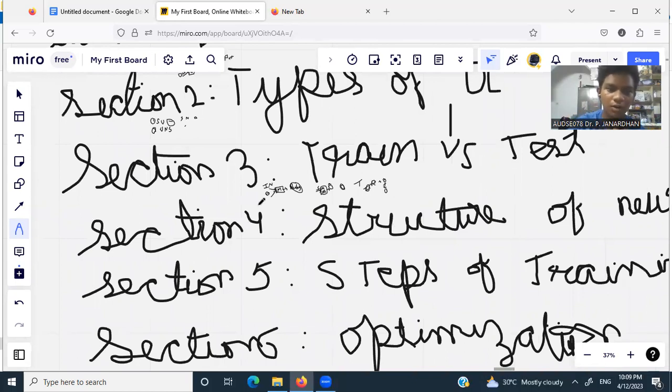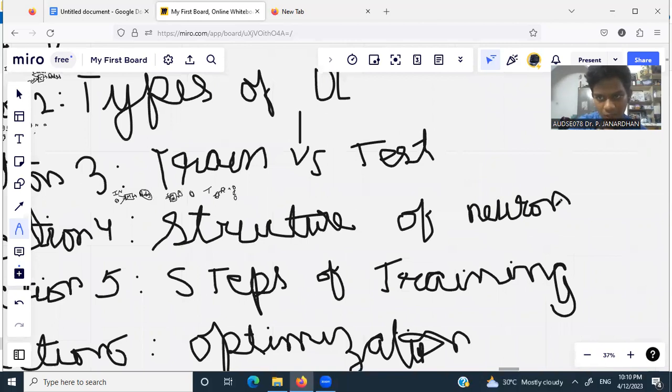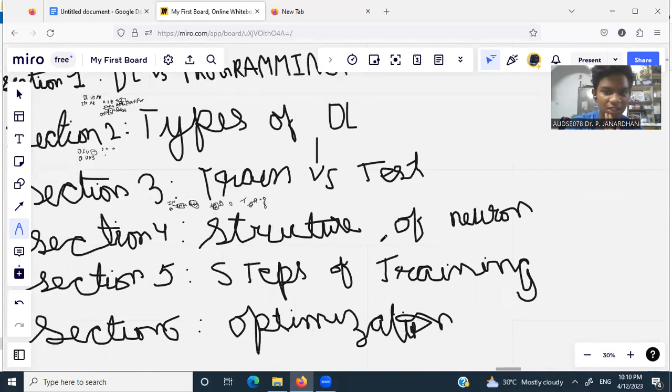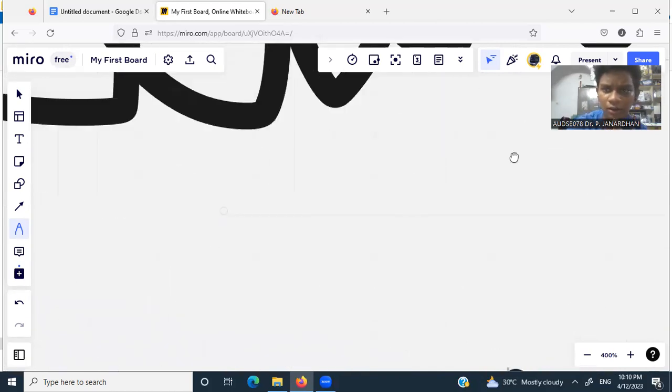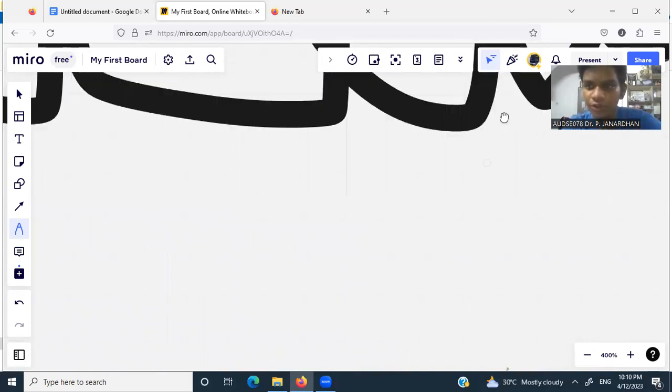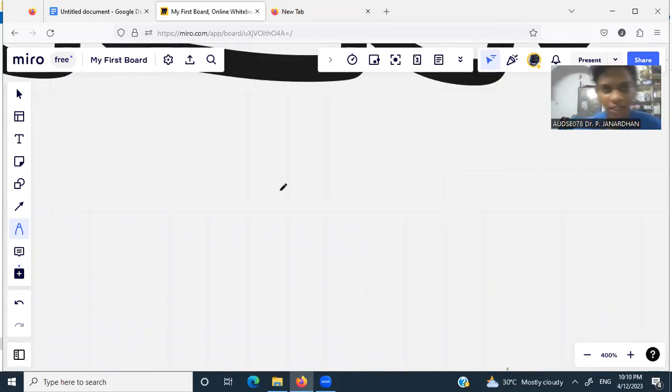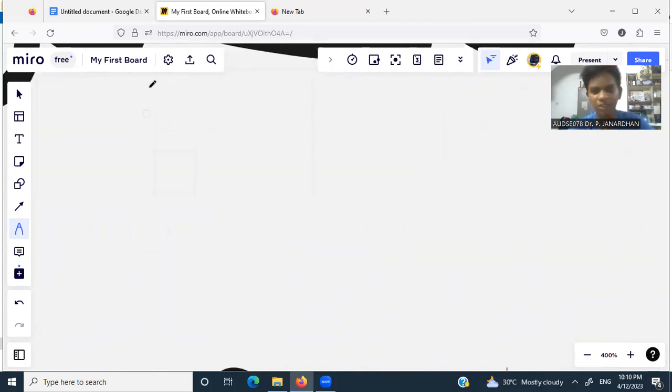Now let's go to section four, which is the structure of a neuron. Now we are taking a little leap into the easiest neural network of all time. This is the easiest model that you can build, and even a high school student can understand it very fast. So first, let's see what a neuron is. For now, a neuron is just a function.